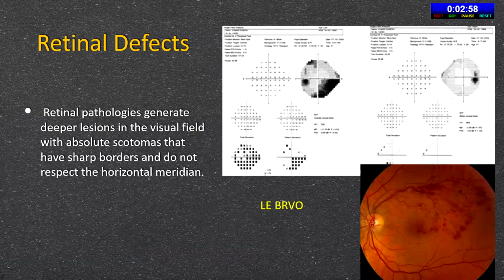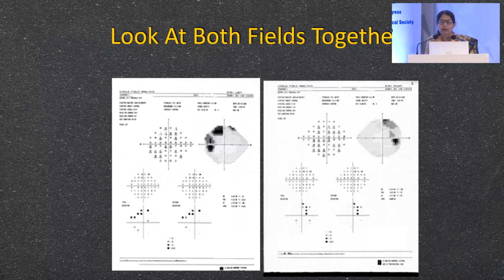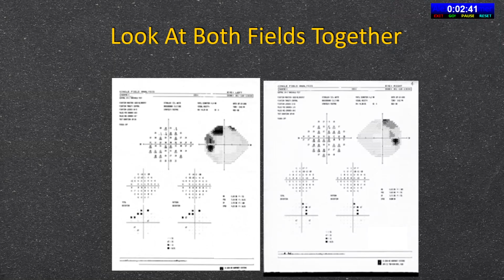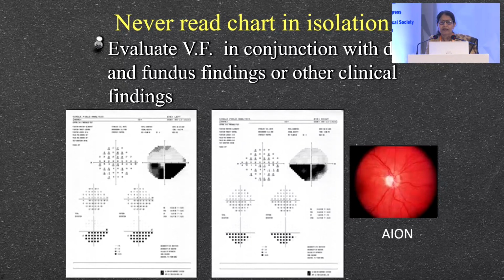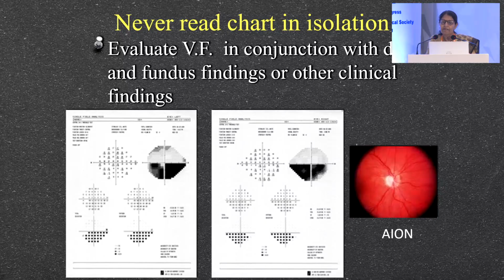Retinal defects are usually deeper. Absolute scotomas are there, have sharp borders, and they do not respect the horizontal meridian like glaucoma. Now, look at both the fields together. The right eye field should be on your right side and the left on the left-hand side, and then do the comparison. Never read the chart in isolation. Evaluate the visual field in conjunction with the disc findings, full dilated fundus examination, or other comorbidities.